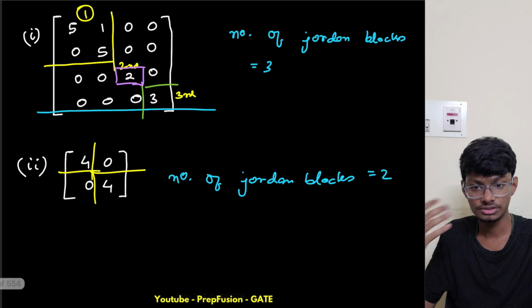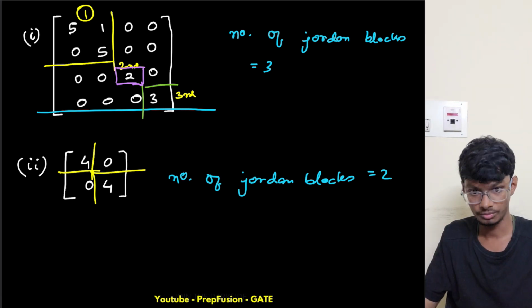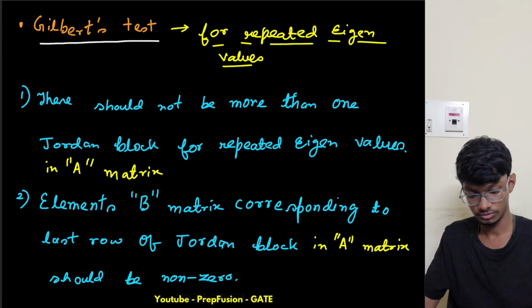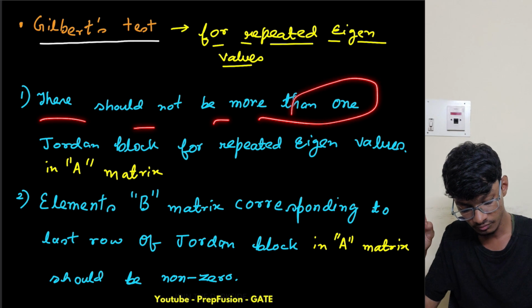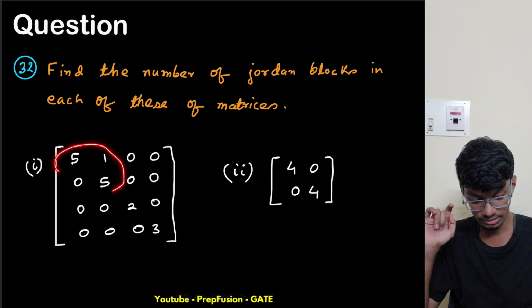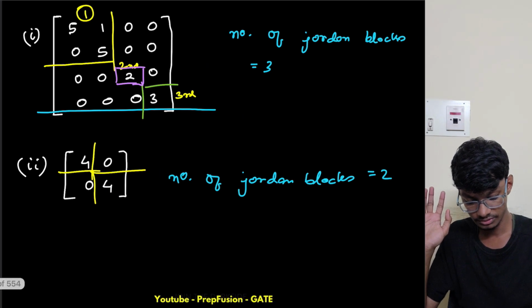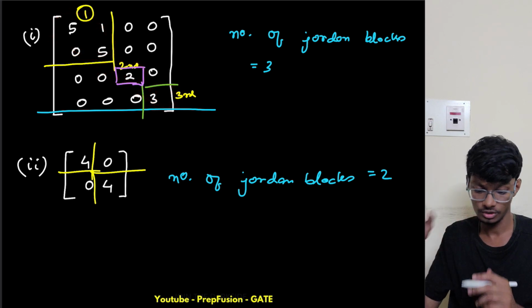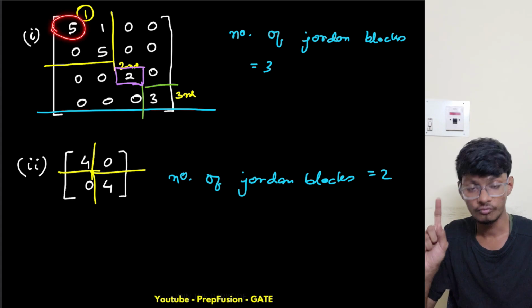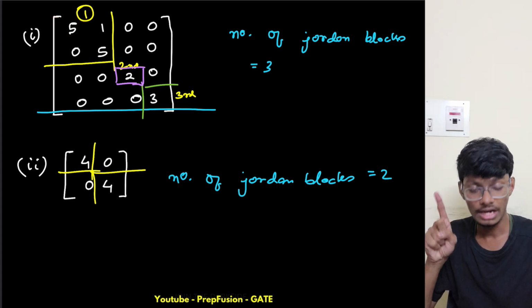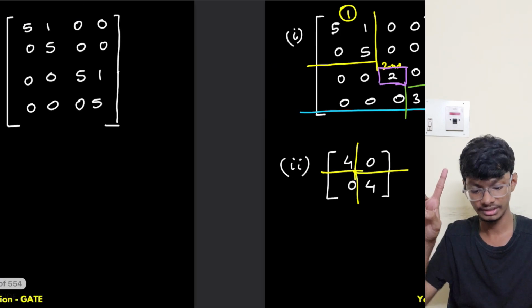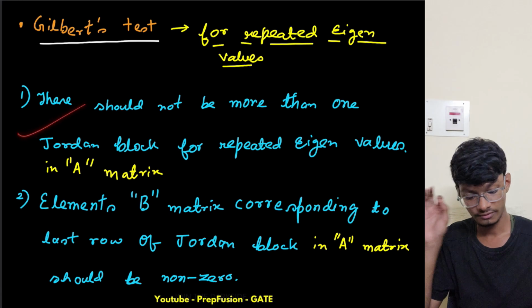So we understood what a Jordan block means. But now let's understand the statement. What does this mean? There should not be more than one Jordan block for repeated eigenvalues. Here there is one Jordan block. Now for repeated eigenvalues, there should not be more than one Jordan block. What is the repeated eigenvalue here? It is 5. And how many Jordan blocks does it have? It has only 1. So the first statement, it is satisfying.